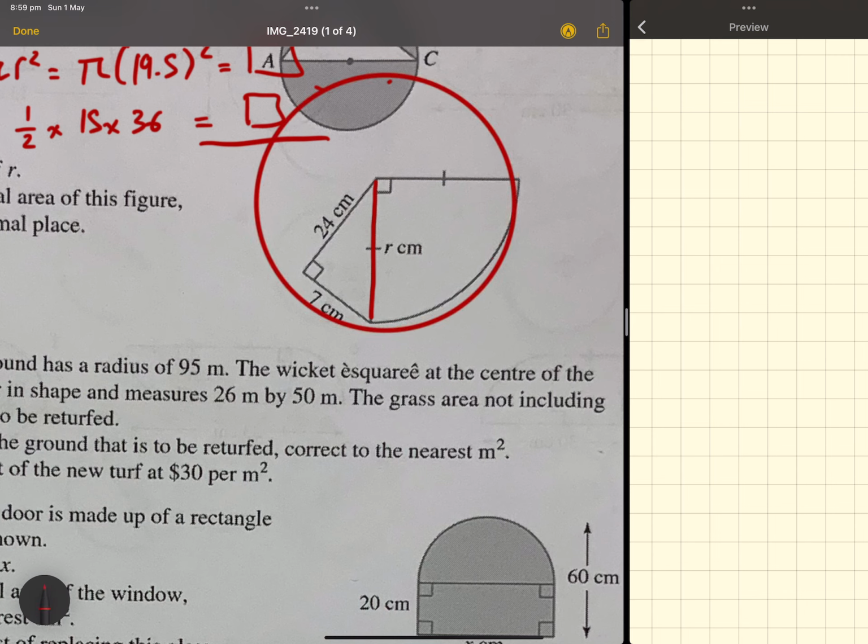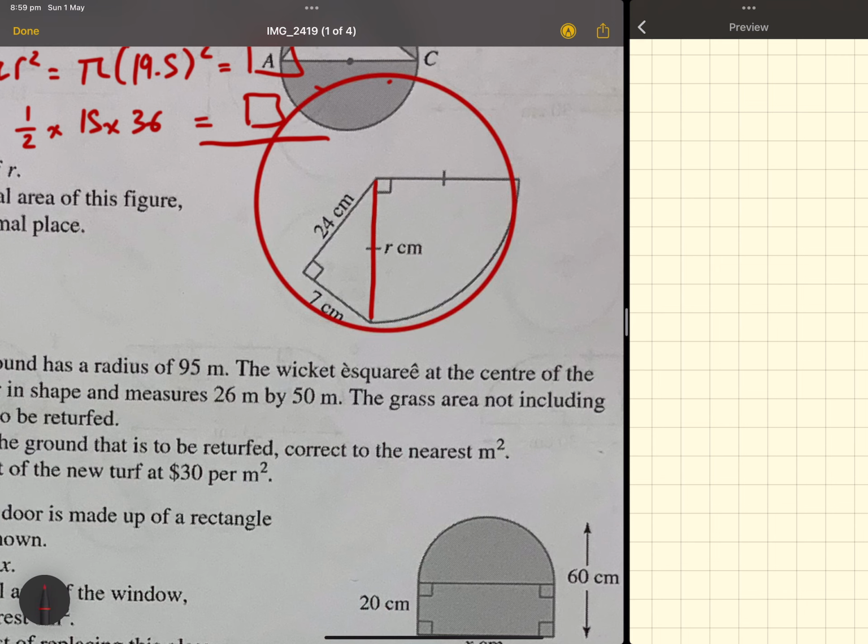Now it says calculate the total area of this figure. So the total area is going to be the quarter circle plus the triangle. So the area of the triangle is equal to half times base, which is 7, times the height, which is 24. Now the base and the height are the two lengths that are perpendicular to each other. That's why there's 7 and 24. And you're going to get an answer there.